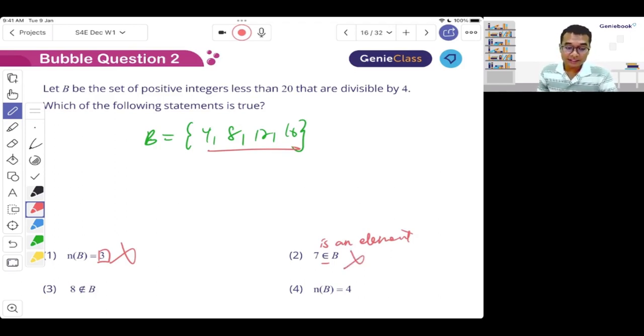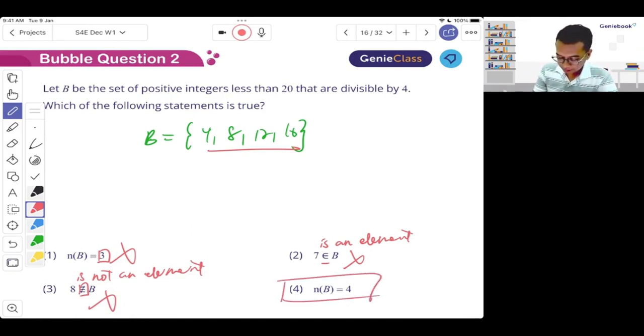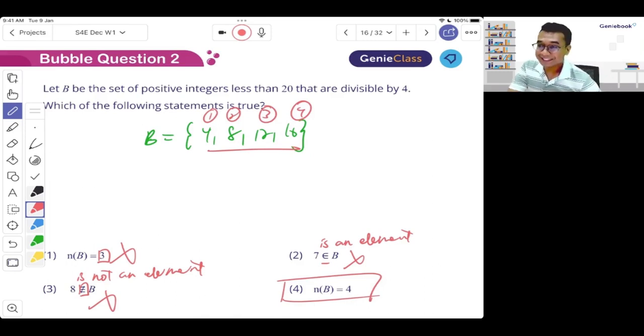Option 3 says that 8 is not an element of B, using this symbol here. So that's wrong because 8 is actually an element of B. Okay, so therefore we are left with option 4, which states that the number of elements in set B is 4. So that's absolutely correct because we've got 1, 2, 3, 4 elements in set B. Okay, very, very easy first 2 questions to get us started.